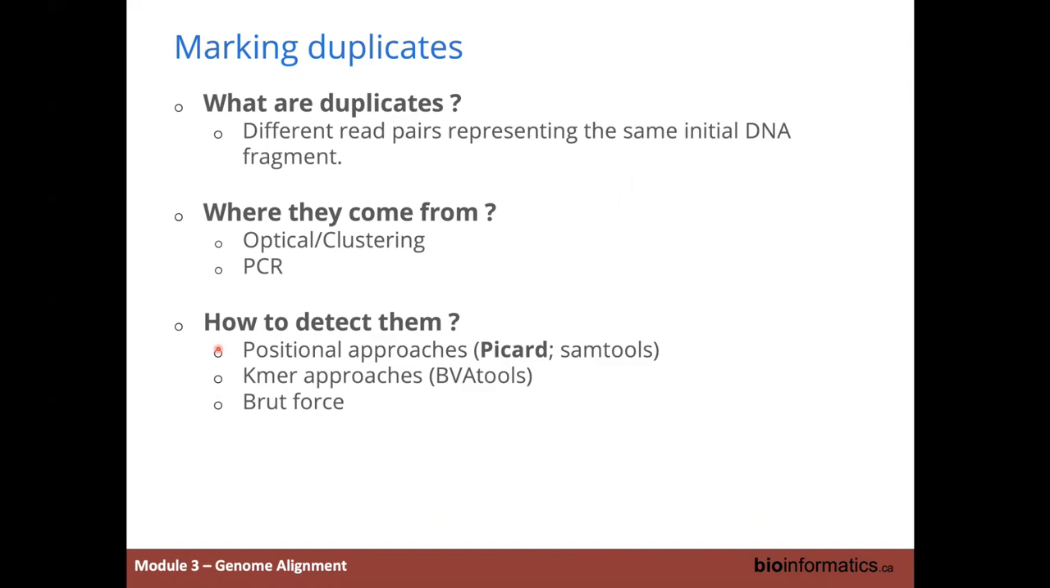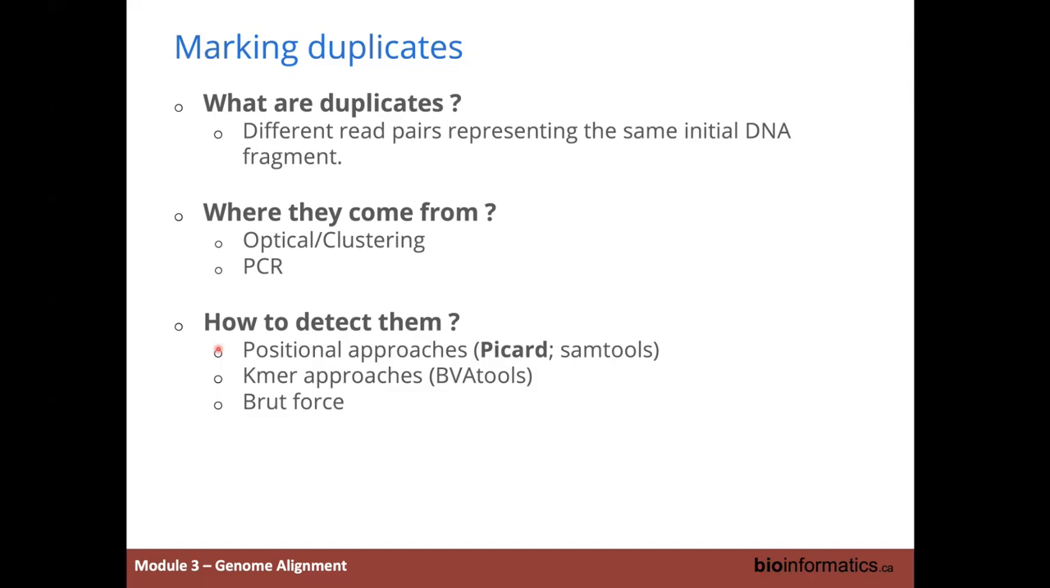So what are duplicates? Duplicates are when you have in your data several representations of the same initial DNA fragment. So what you do when you do whole genome sequencing, you generate a lot of DNA fragments, thousands of millions of DNA fragments, and you sample them, and you want to have, as much as possible, only one representation of each DNA fragment. So the idea is, if you see several times the same variation between the reference and your sample, and if all the reads come from different DNA fragments, it means that all the differences you see are real biological differences that you have observed in your data.